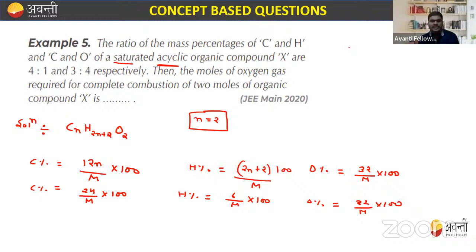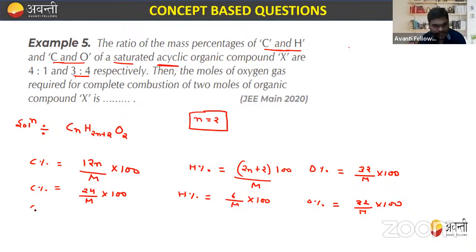Now, in this question it's already given that carbon and hydrogen are in the ratio 4:1, and carbon and oxygen in the ratio 3:4 respectively. So this is how we can calculate. Tell me.